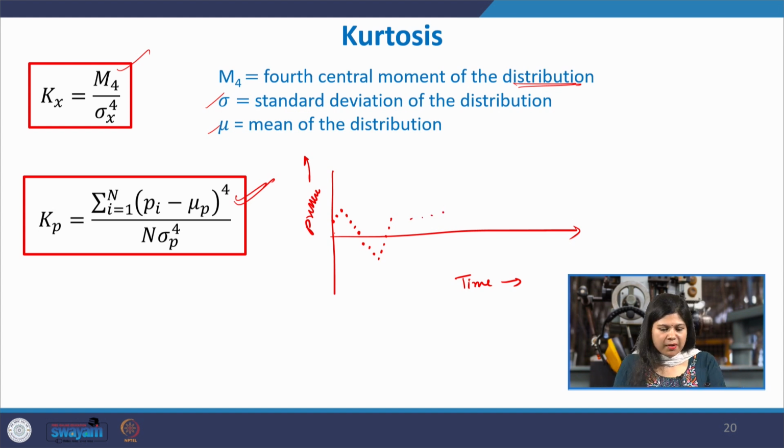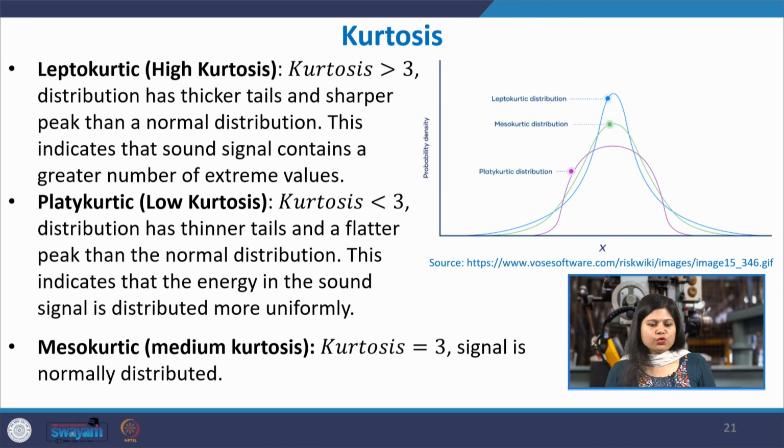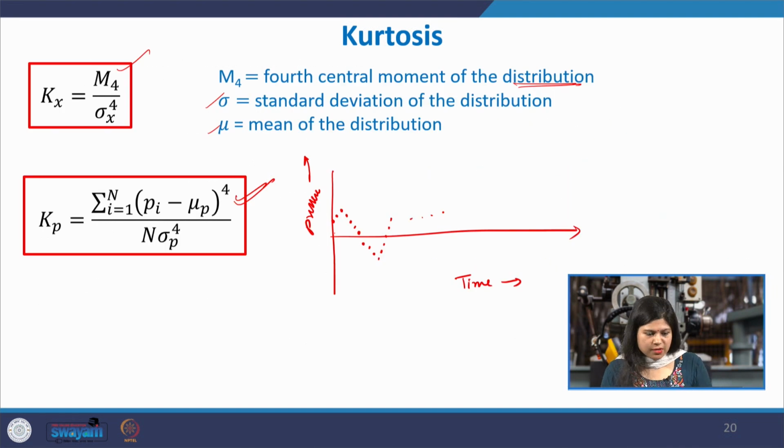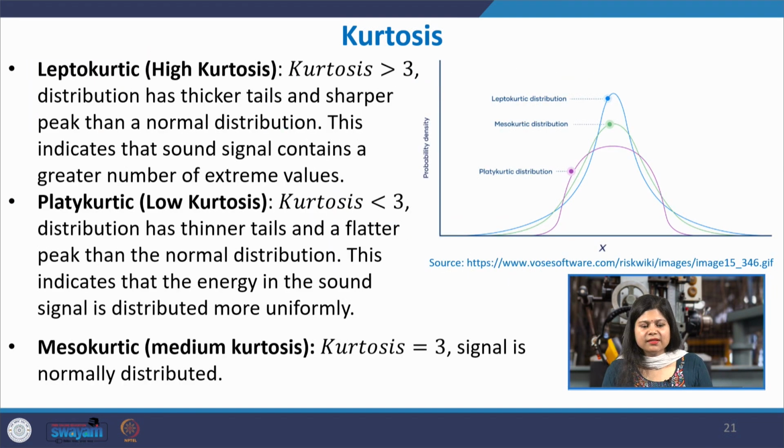So you will find out the mean, and then it is Pi minus mu p to the power 4, summation of that divided by n, which is the number of points you are taking, and sigma p being the standard deviation of that distribution. So, what does it mean? When you find out the kurtosis using this equation, you will see that the signals that have kurtosis more than 3 are called high kurtosis signals.